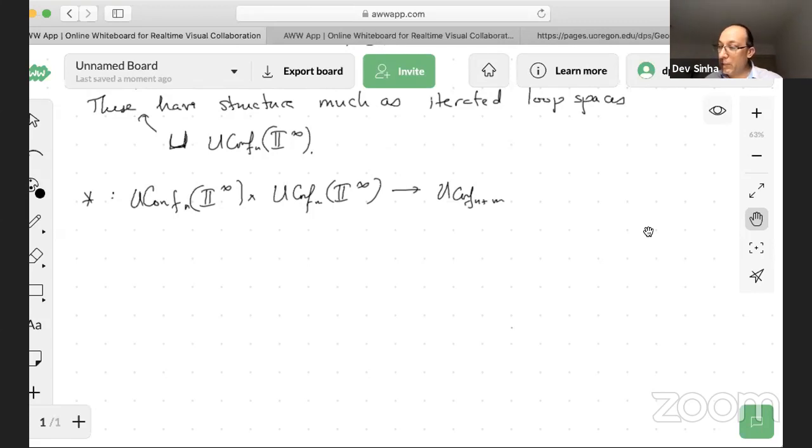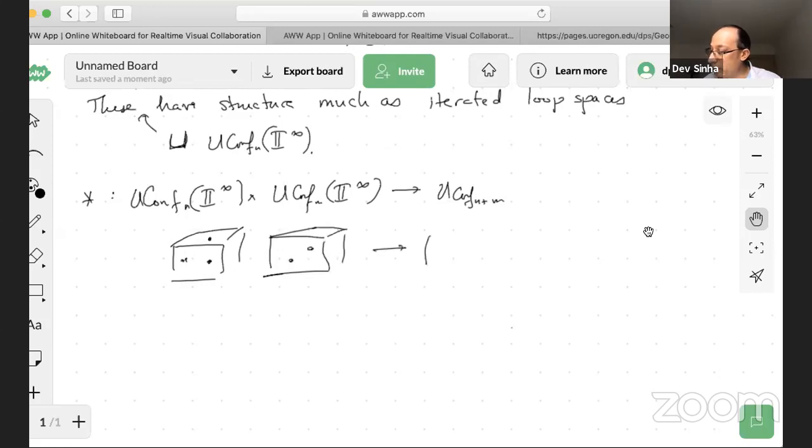Well, I'll just draw the picture. If I have a configuration in a box, say you have 3 points, and another configuration of, I don't know, 2 points, then if I put the boxes together and rescale, again, this is very much like loop sum and a theorem that this is compatible, then I've got a configuration of 5 points. But again, if I rescale, then I've got the same kind of configuration. So that gives a product.